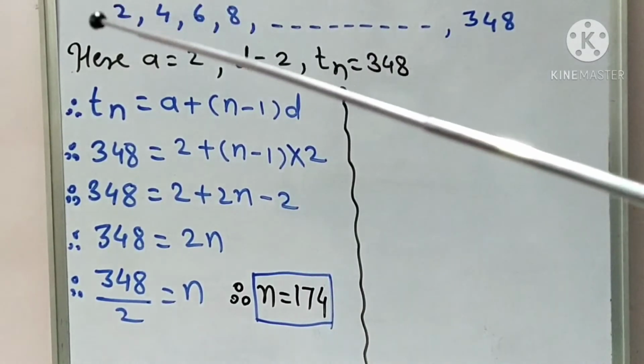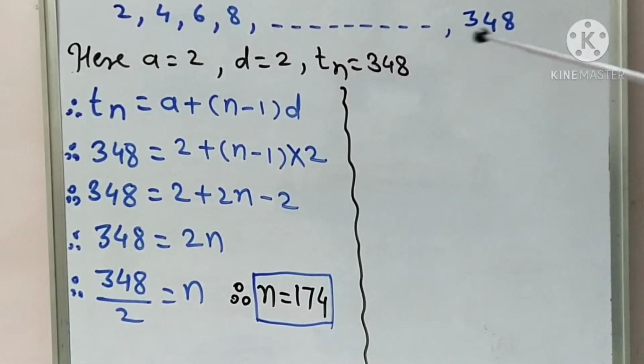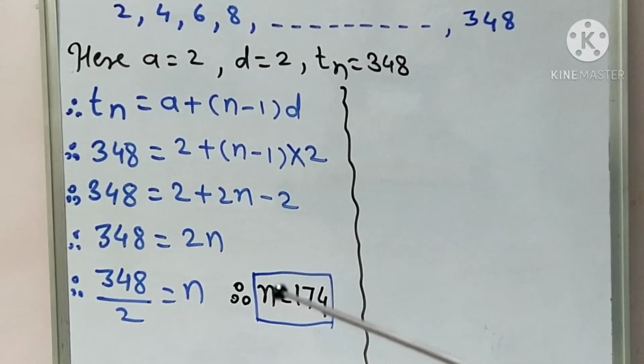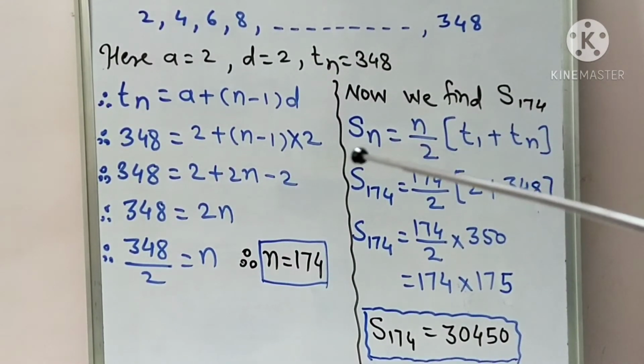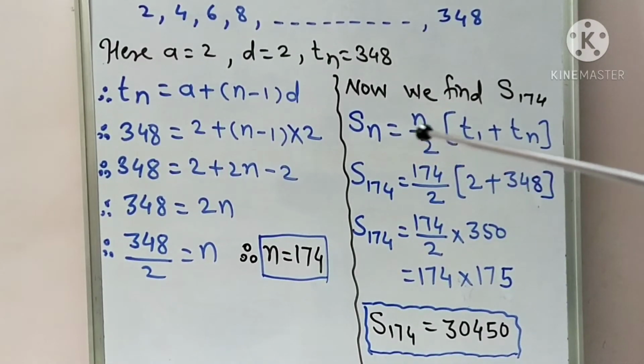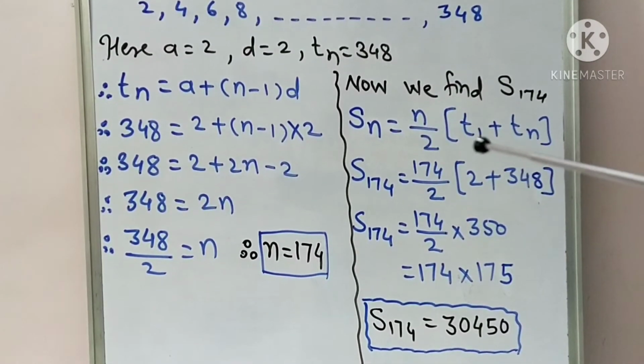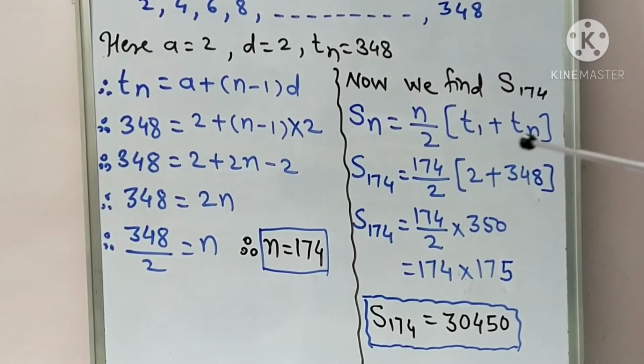Means from 246 up to 348 there are 174 even numbers. Okay, means we have to find S of 174 using the formula of Sn. So pay attention over here, students. As we further simplify it, the formula of Sn we use is n upon 2 into T1 plus Tn.